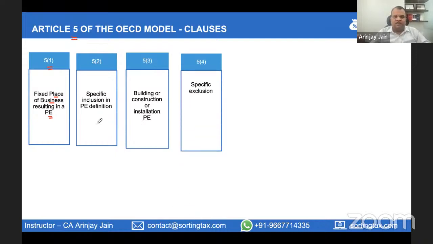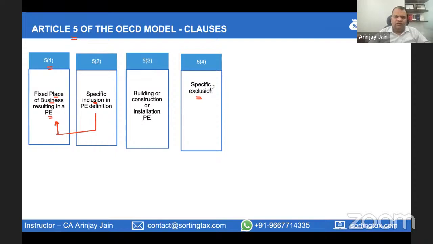Paragraph 4 provides certain exclusions. So paragraph 2 provides inclusion, what is included in the definition of fixed place PE under paragraph 1. Paragraph 4, on the other hand, provides exclusions. And when I say exclusions, basically, these are activities which are more of a preparatory or auxiliary in character insofar as a non-resident is concerned. And therefore, these are considered to be so remote or so less linked to the main activity of generating profits that they do not result in a permanent establishment.